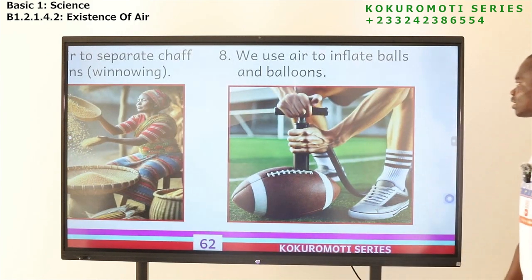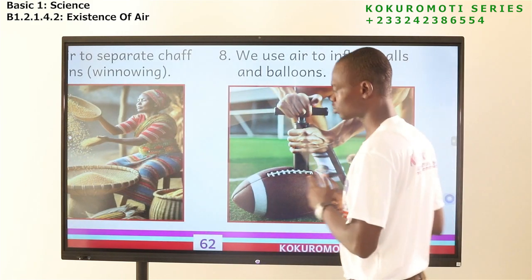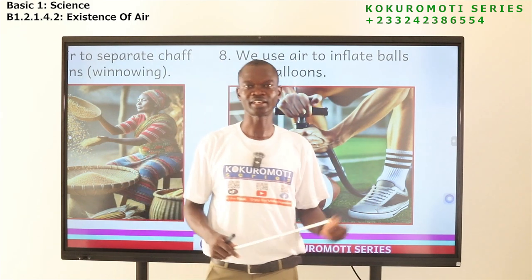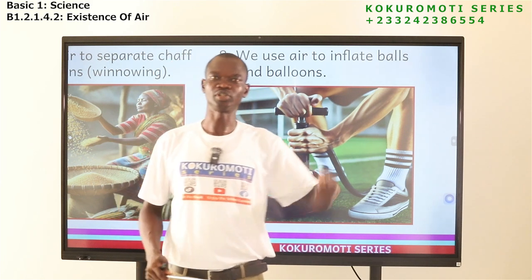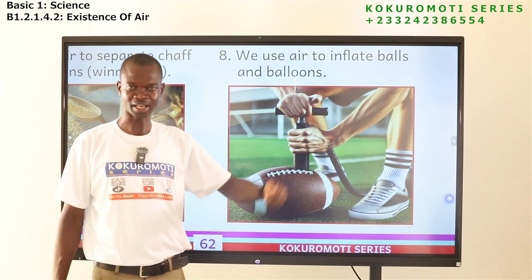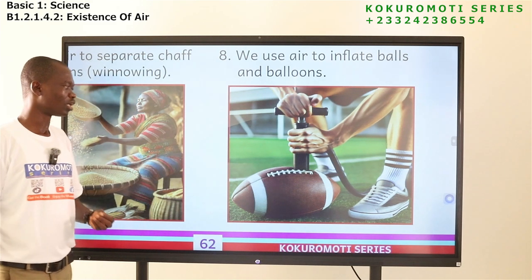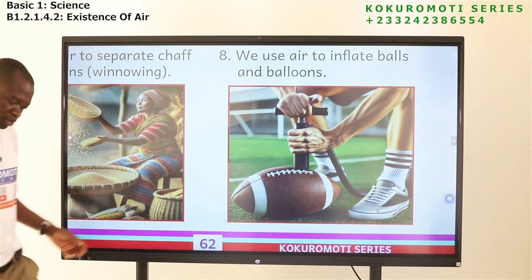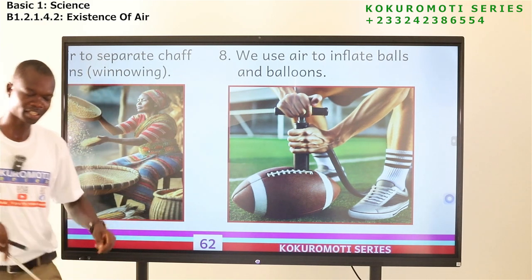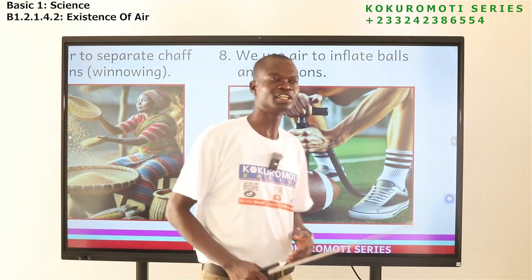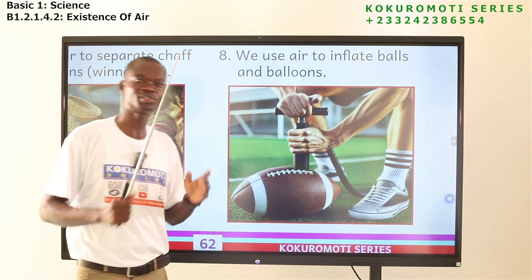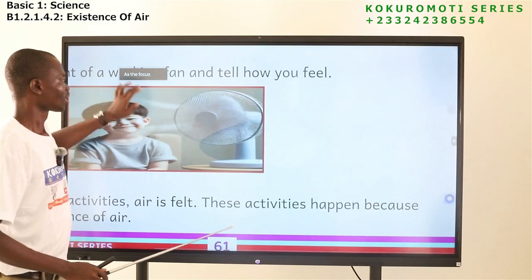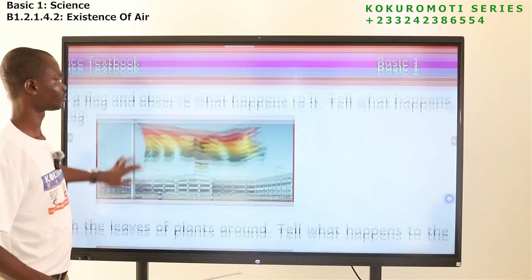The next one is that we use air to inflate balls and balloons. So the balloons and the balls can only take their good shape when air is blown into them. When we inflate them with air, they are able to take their nice shape for us to use. So before you can play a football, you need to pump air into it. You need to fill it with air. Your balloons, you only enjoy the beauty of the balloon when there is air in it. So these are uses of air.